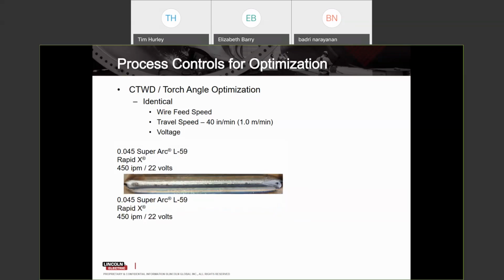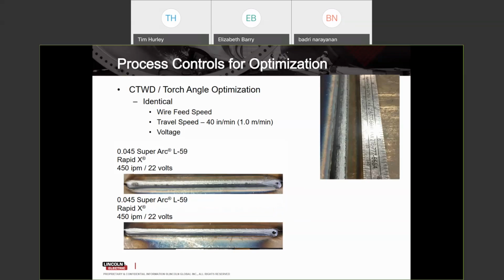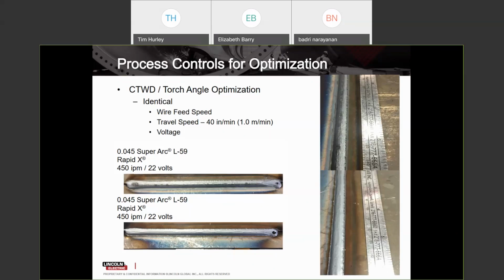But by manipulating and optimizing this contact tip to work distance and torch angle, we really find that we can get significant improvements. So the fine tuning part of this, optimizing everything that we can from a wire and gas selection and process selection, and then further improving our performance with torch angle, contact tip to work distance, and some of the finer tuning elements, gives us a difference from here to here with really no change whatsoever in our welding parameters. Really just using what we have learned on this optimization of the torch positioning.